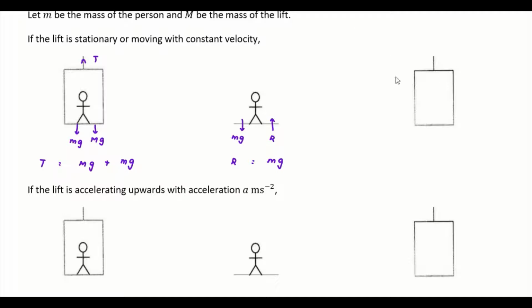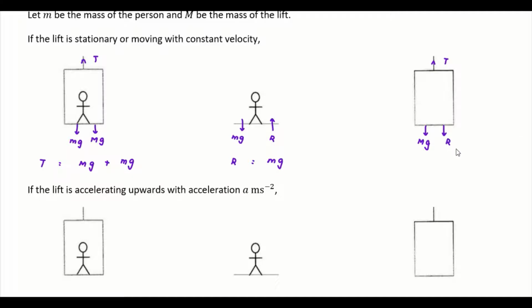Okay, so this is something that we normally use more commonly, but we can talk about this as well. When you look at the forces on the lift, there will be a tension from the string, then the weight of the lift itself. Then, because the person is in touch with the floor of the lift, there will be a normal reaction acting from the floor to the person, and the person will contribute a normal reaction from the person to the ground. Am I right? Which is R.